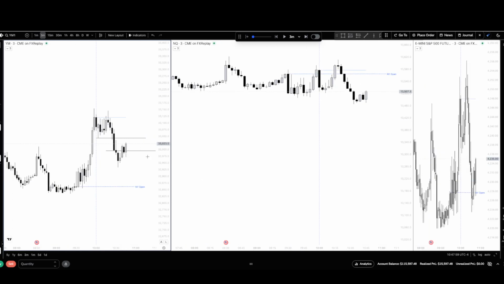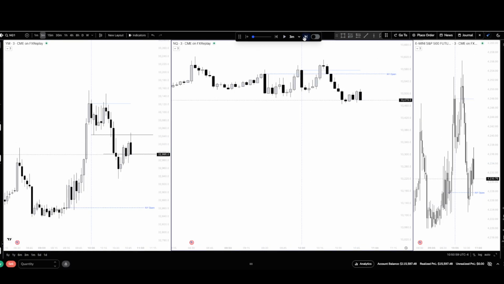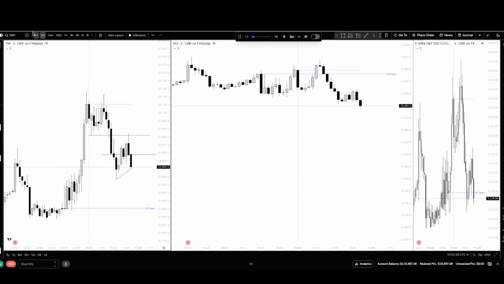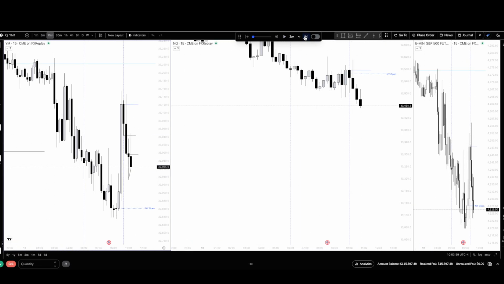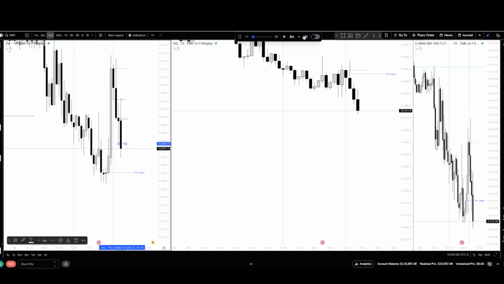No 3-minute CISD. I hate when there's no 3-minute CISDs. I'll wait to see. Okay, so now we have a new SMT there. So if this can fire straight upwards, so there's just nothing. There was no firing straight upwards here.